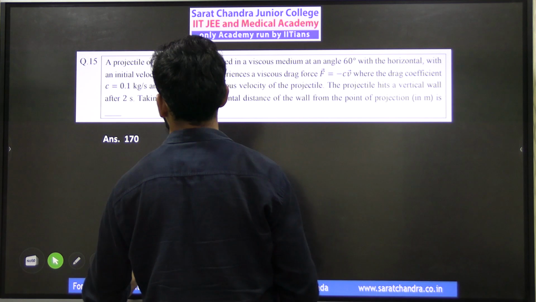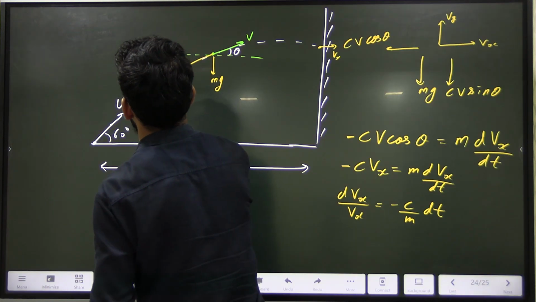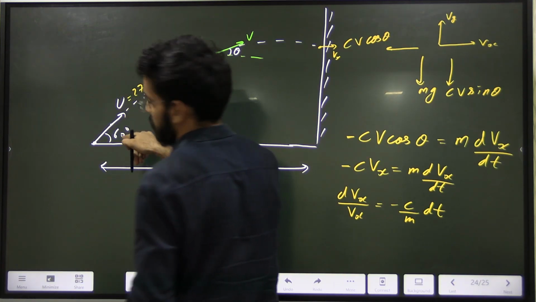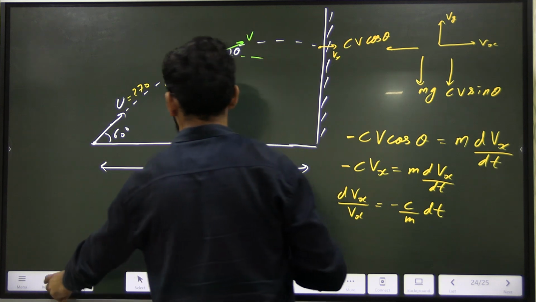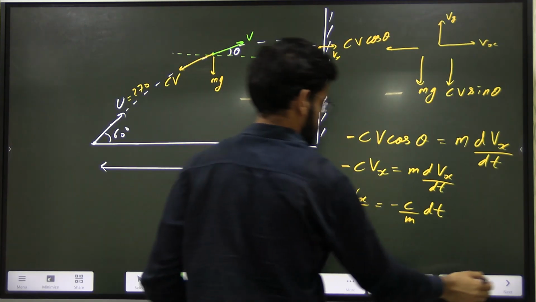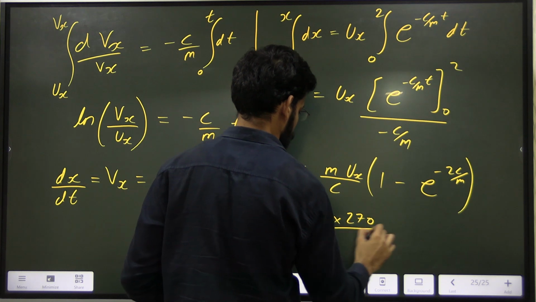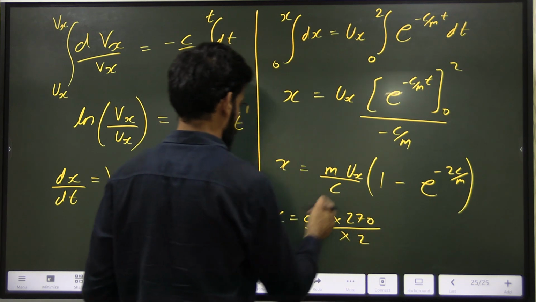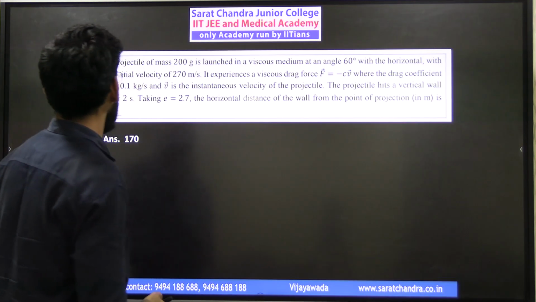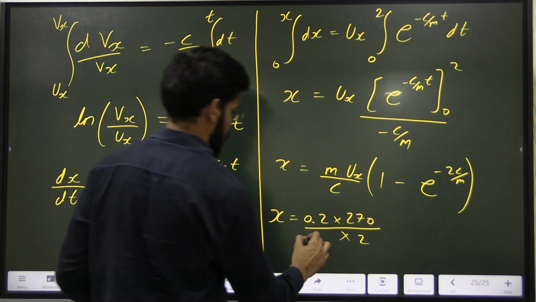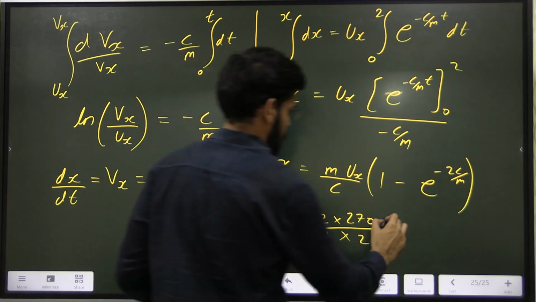How much? 270. So this is 270. Okay, 270 cos 60, which is sin 30, 1 by 2, so 270 by 2. And the c value is how much? The c value is given as 0.1. Okay, and inside what do you have?